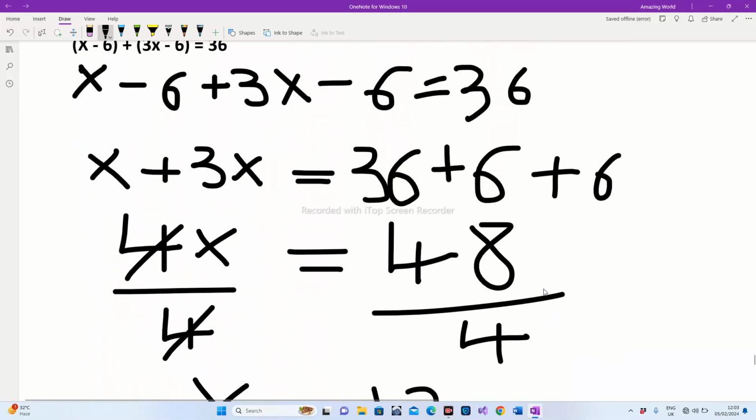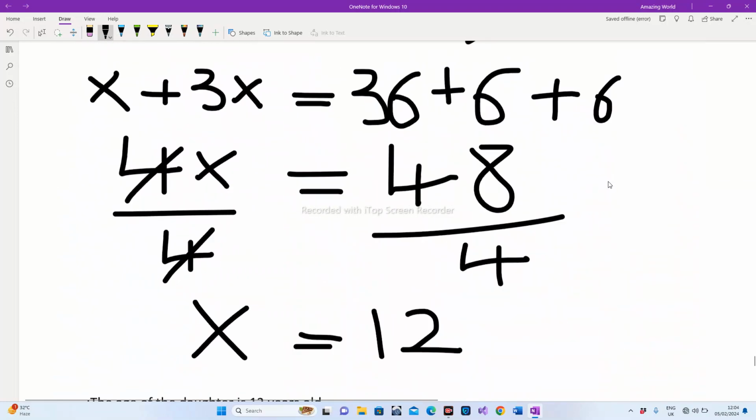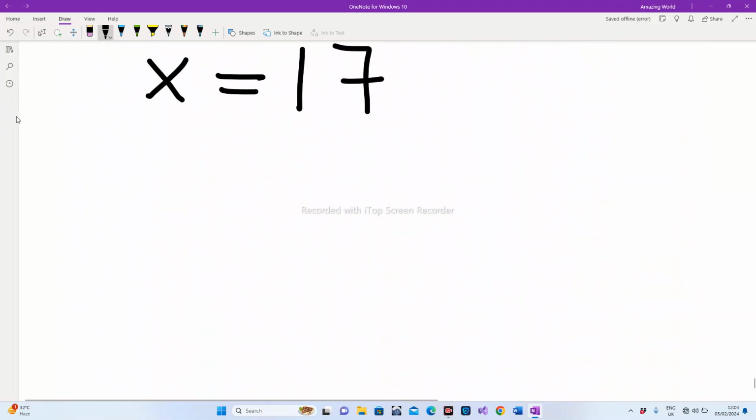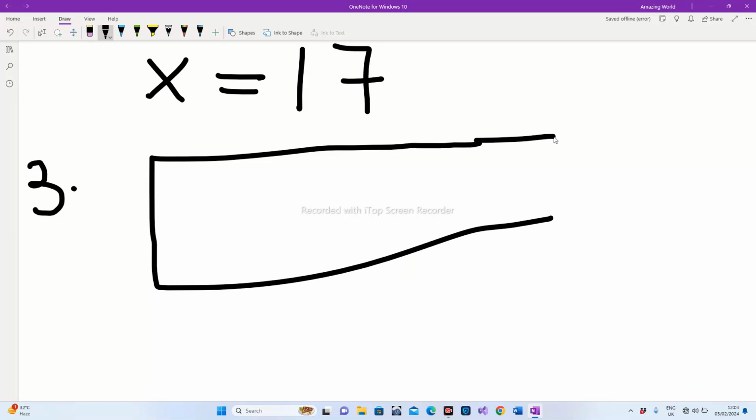So let's consider the third exercise we have here. This says that a rectangle is 3 times as long as its width. If the perimeter is 56 centimeters, find the width of the rectangle. So I love explaining in details for my children so that they can understand very clearly. If we have a rectangle, pardon my drawing, it is not drawn to scale.